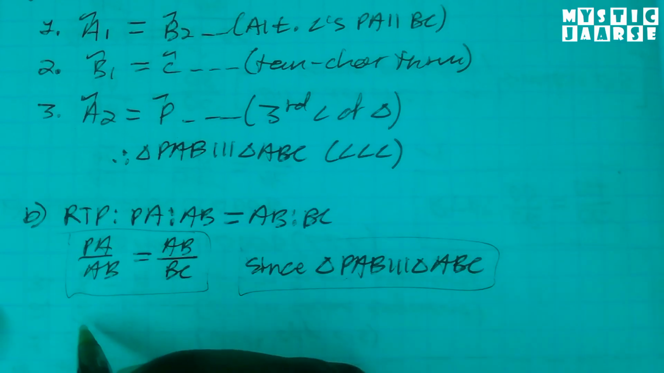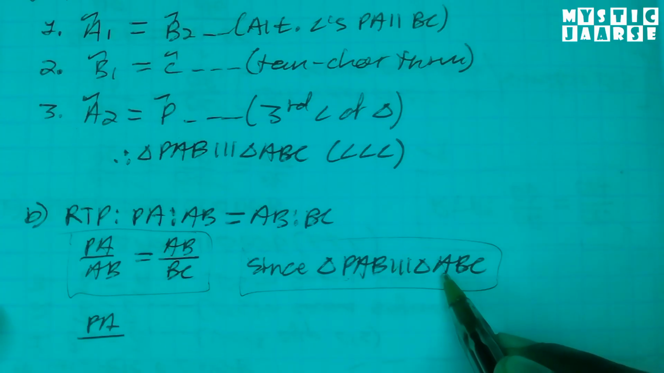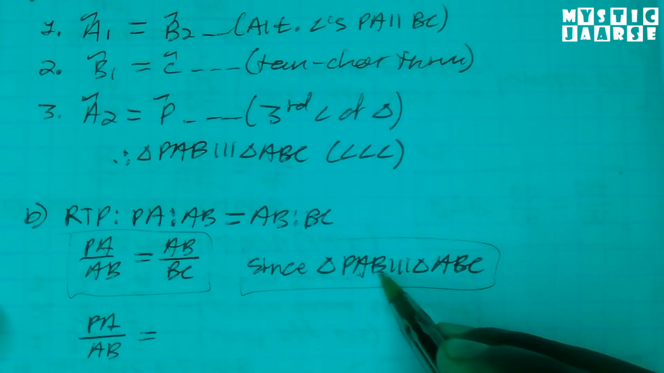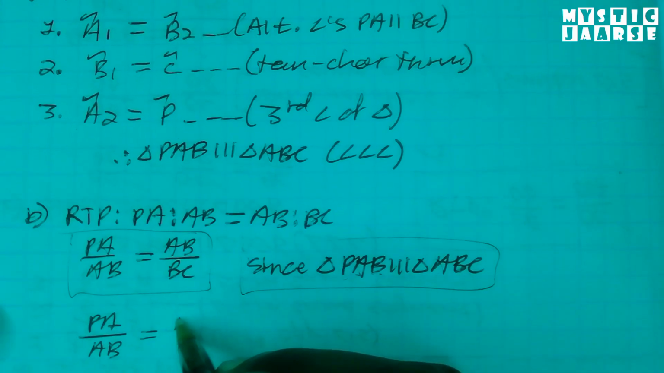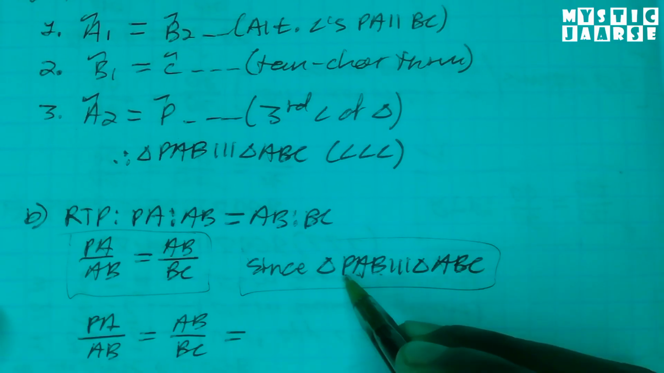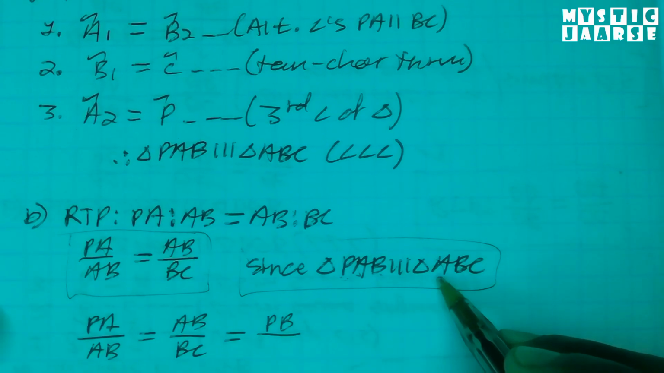So we say PA divided by AB is proportional to AB divided by BC. AB divided by BC is proportional to PB divided by AC.